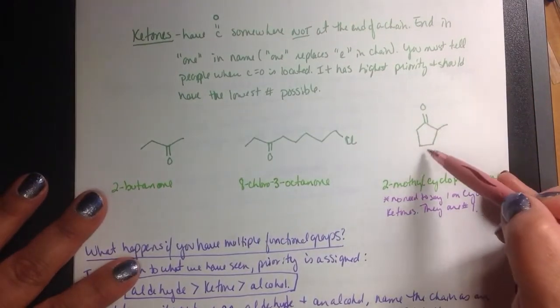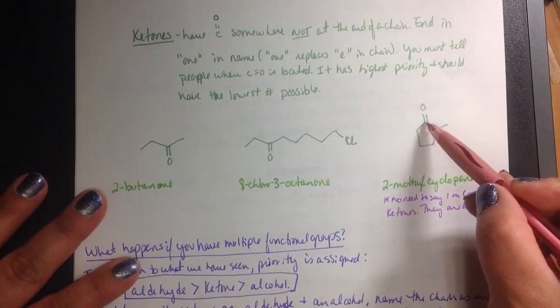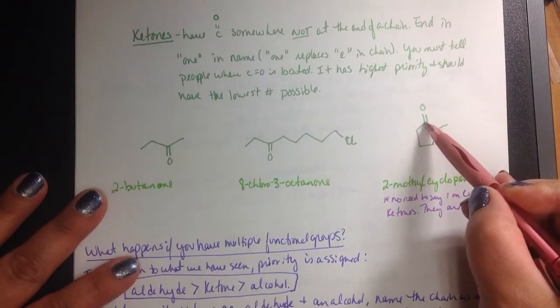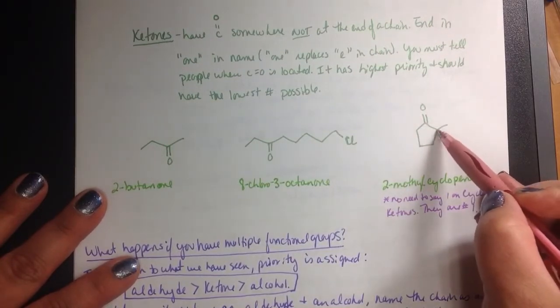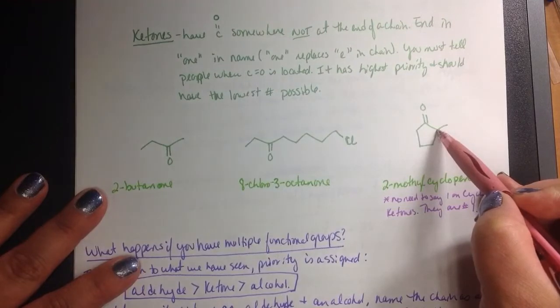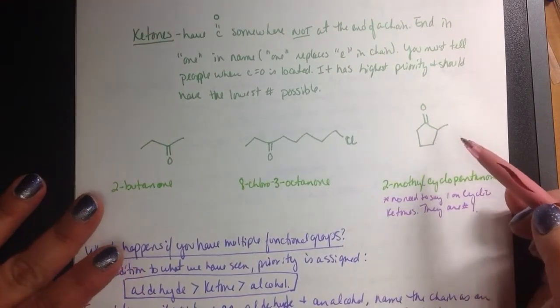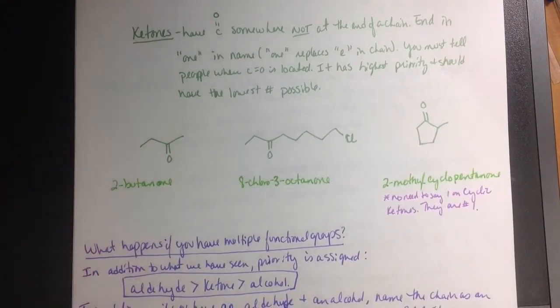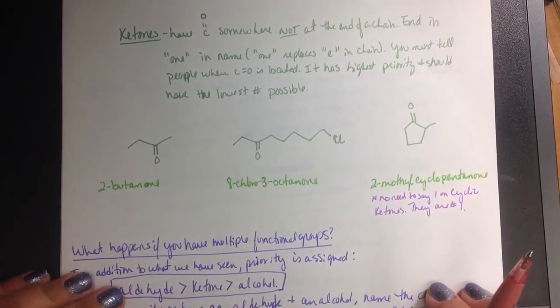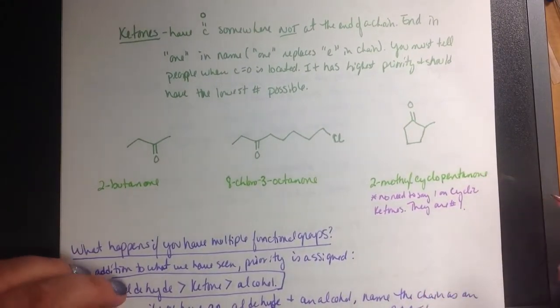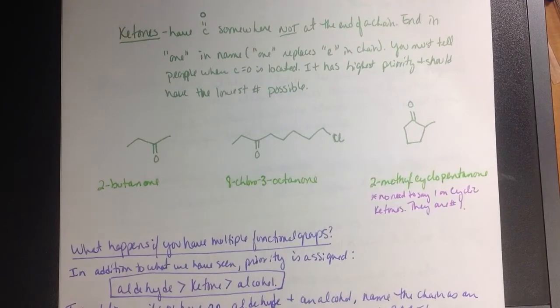Now we have a ring. In this case, he's going to be number 1. That's understood again. I'm going to move to the right one, and that's going to be number 2. So it will be 2-methylcyclopentanone. Again, if you don't want to put a 1 there, you certainly don't have to, it's understood. But if you want to, feel free.